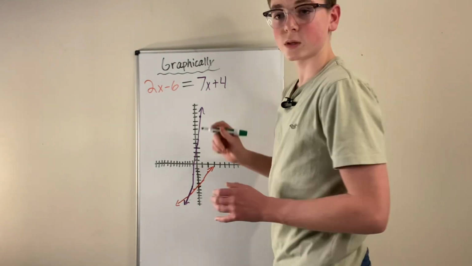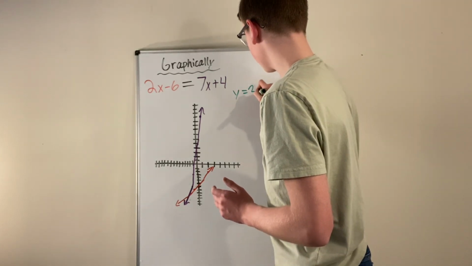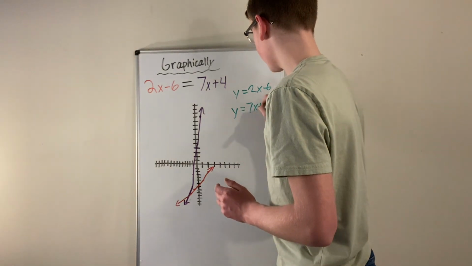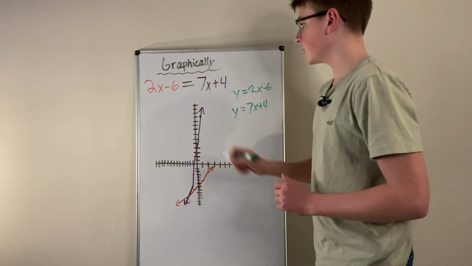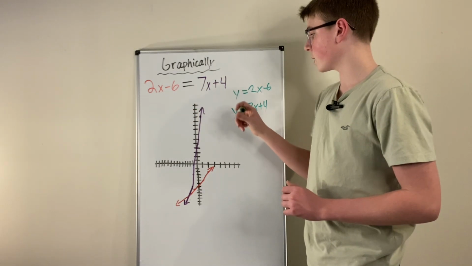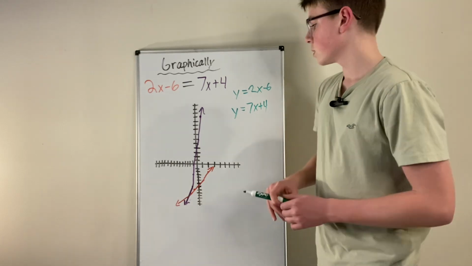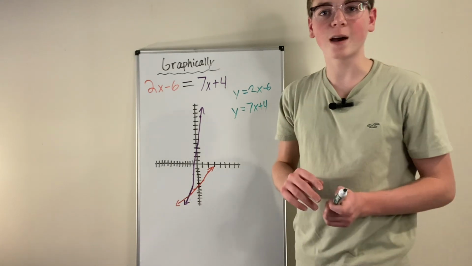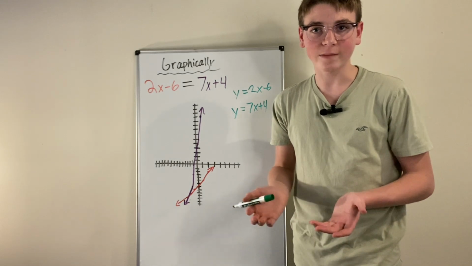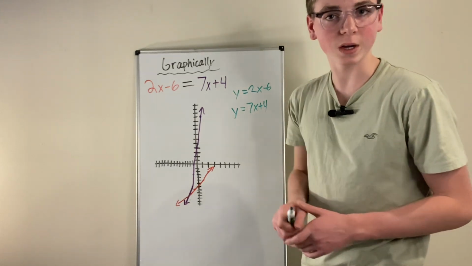So first, we're going to change this into two equations: y equals 2x minus 6 and y equals 7x plus 4. Because that's basically what we're saying here. We're saying these equations are equal, and if they're both equal to y, therefore they are equal to each other. So we are going to try to find their intersection point. This can work with graphs of any equations, but right now we are just going to use two lines.